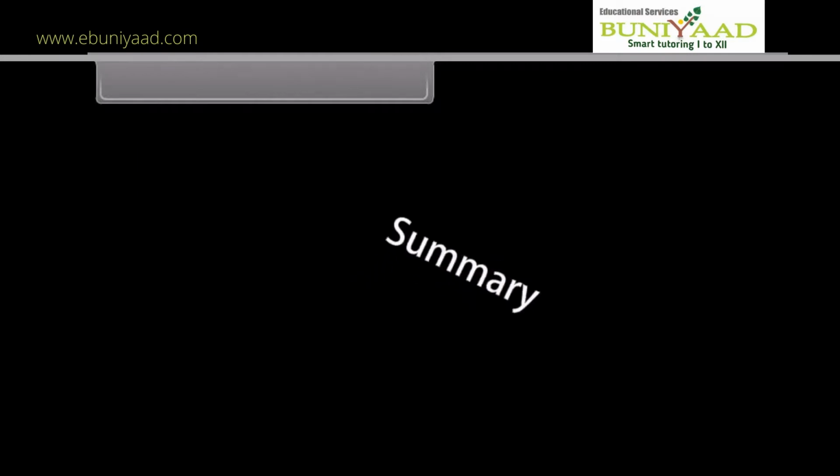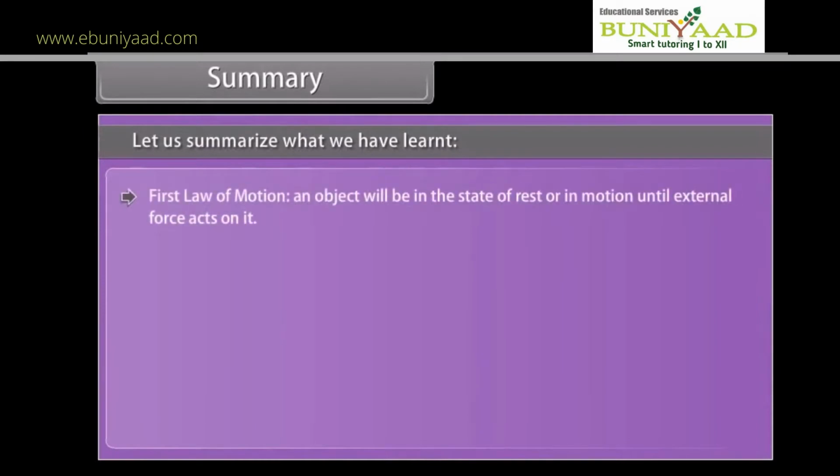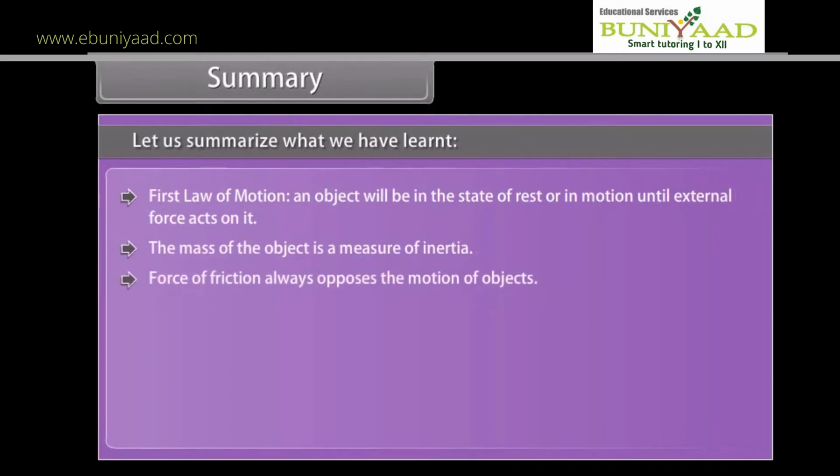Summary. Let us summarize what we have learned. First law of motion. An object will stay in the state of rest or in motion until an external force acts on it. The mass of the object is a measure of inertia. Force of friction always opposes the motion of objects.